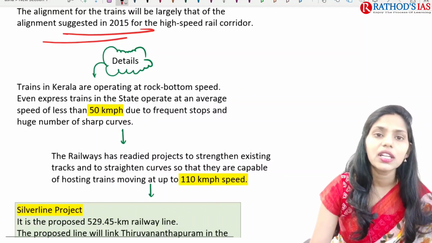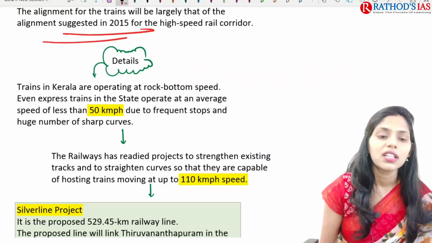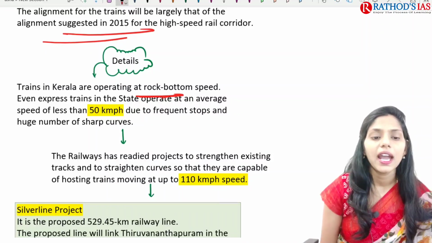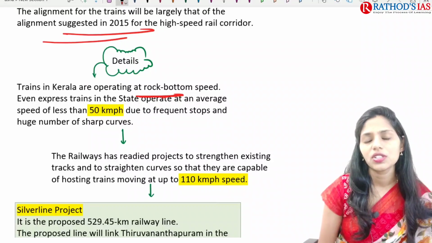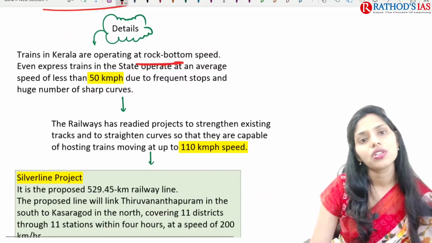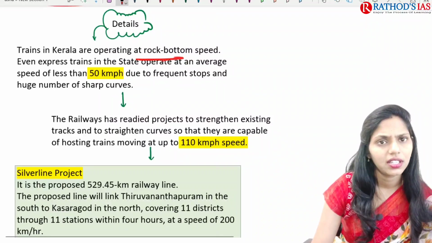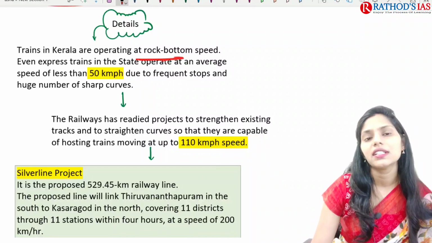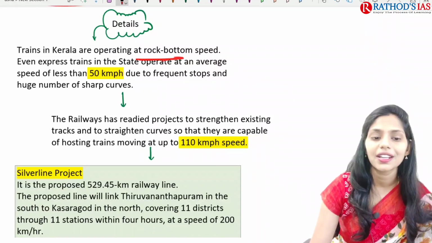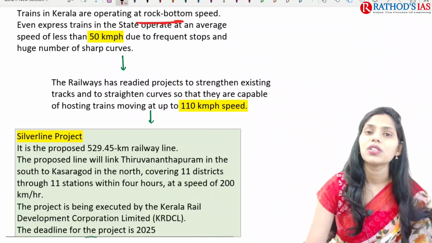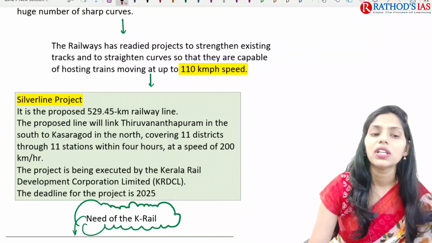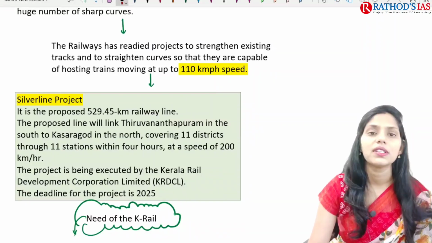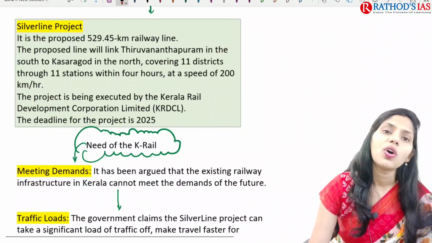If you focus on details, it says that trains in Kerala are operating at rock bottom speed. Earlier trains were not going more than 50 kmph, because we have stops and a number of curves, etc. So the railway has redone these projects to strengthen existing railway tracks, and it is also proposed that we strengthen the curves so that they are capable of hosting trains moving above 110 kilometers per hour. So we're talking about this project.